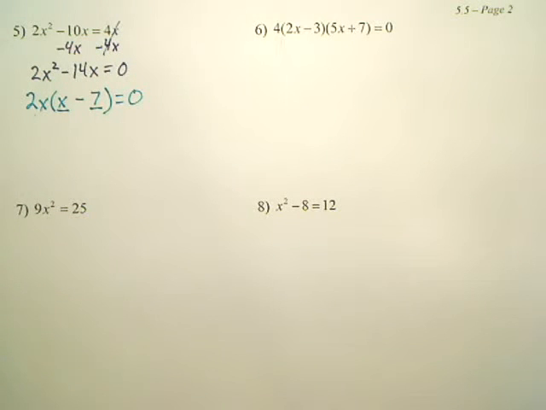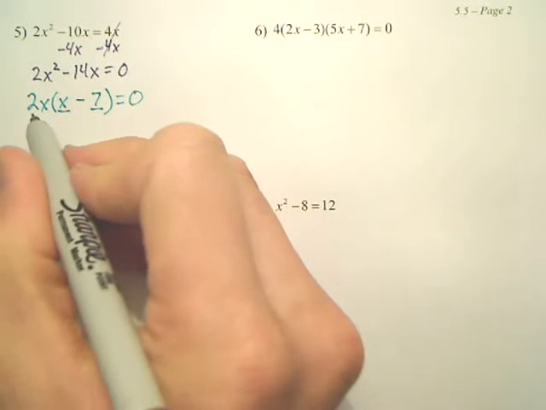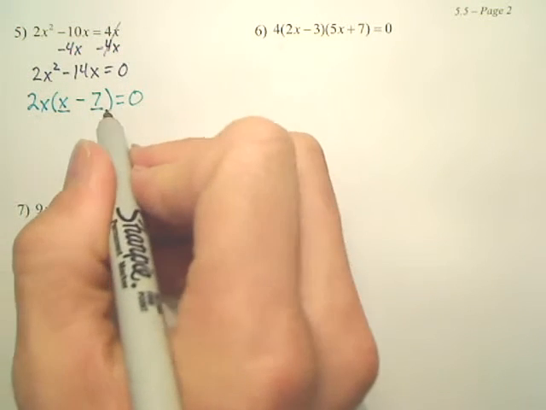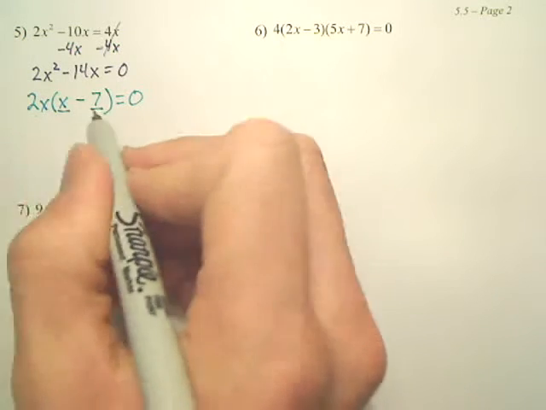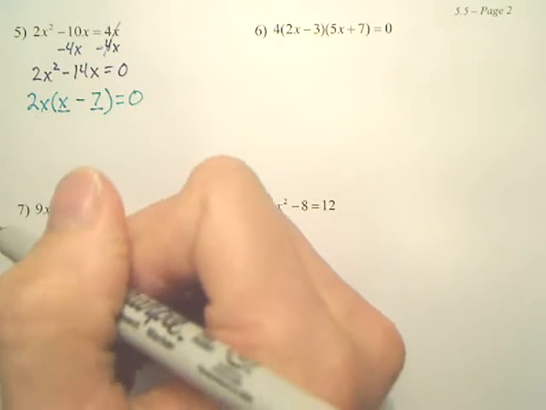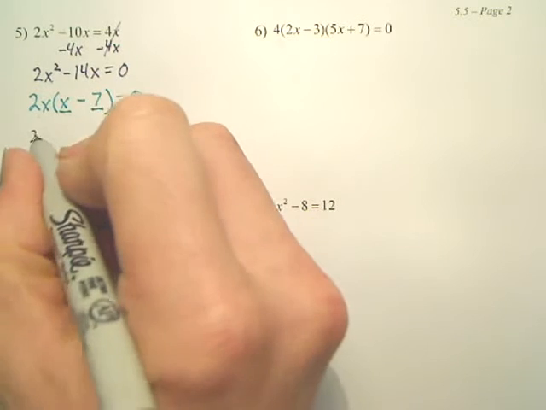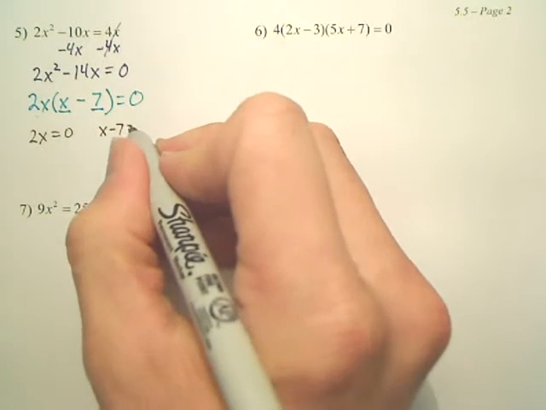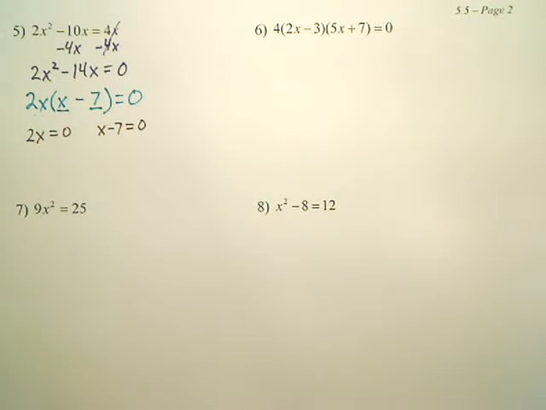Okay, now how does that help me? Well, doesn't 2x have to equal 0 or x minus 7 has to equal 0? Don't one of those pieces have to equal 0? So either 2x has to equal 0 or x minus 7 has to equal 0. One of those two has to equal 0 to make it equal to 0.